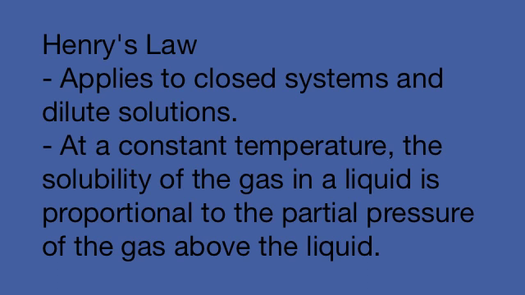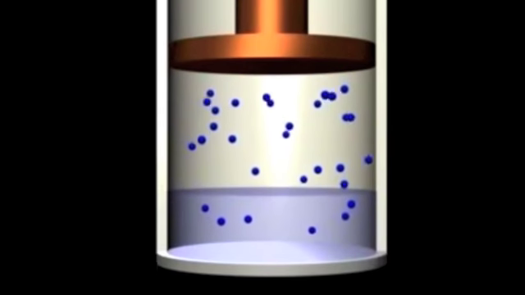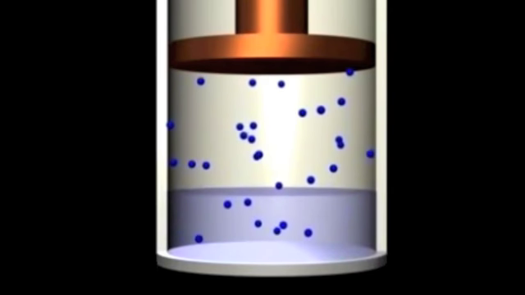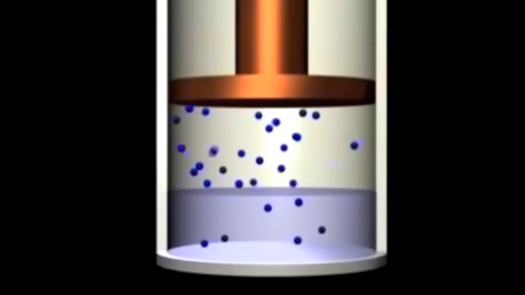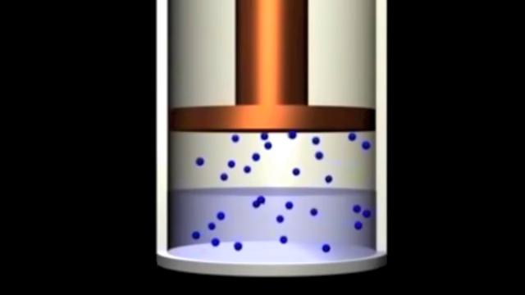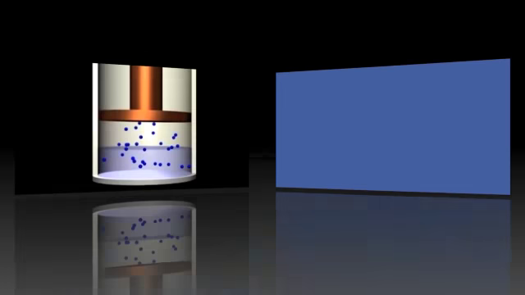Henry's law is a gas law that applies to closed systems and dilute solutions. It states that at a constant temperature, the solubility of a gas in a liquid is proportional to the partial pressure of the gas above the liquid. In this video, a gas is in equilibrium between the liquid and gas phases. When the gas is compressed, the solubility of the gas in the liquid increases proportionally with the increase in pressure.